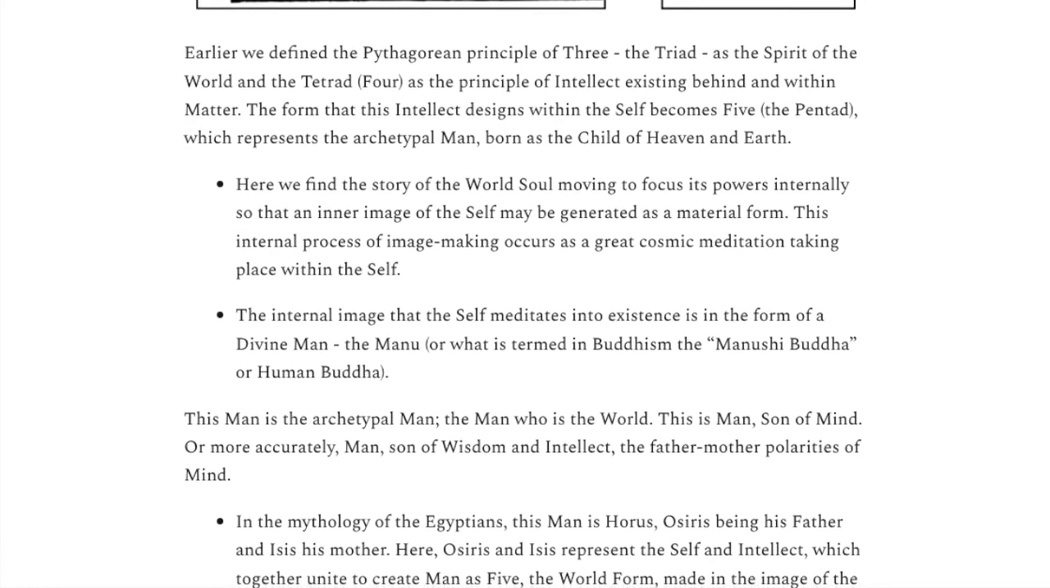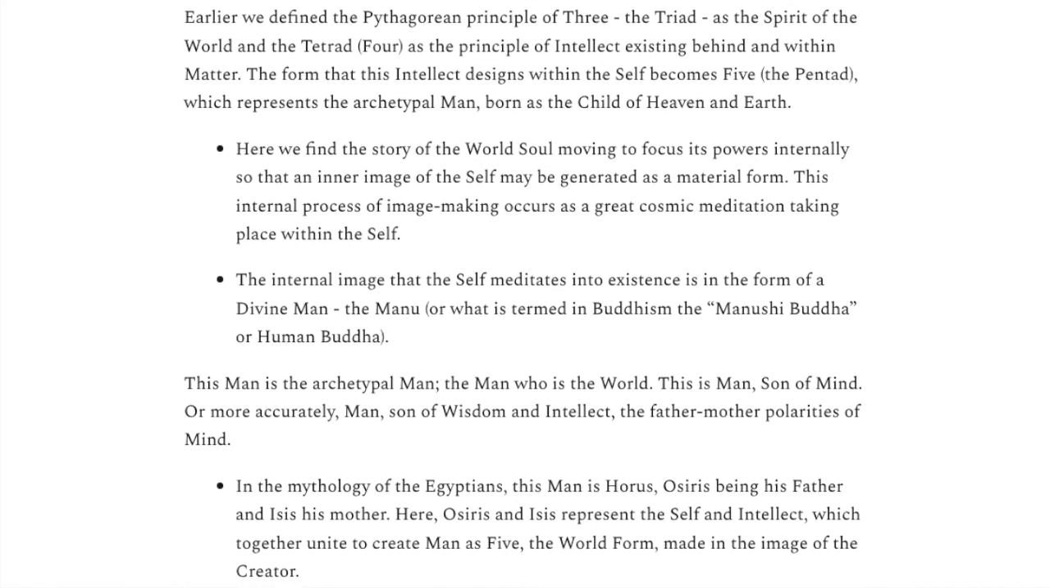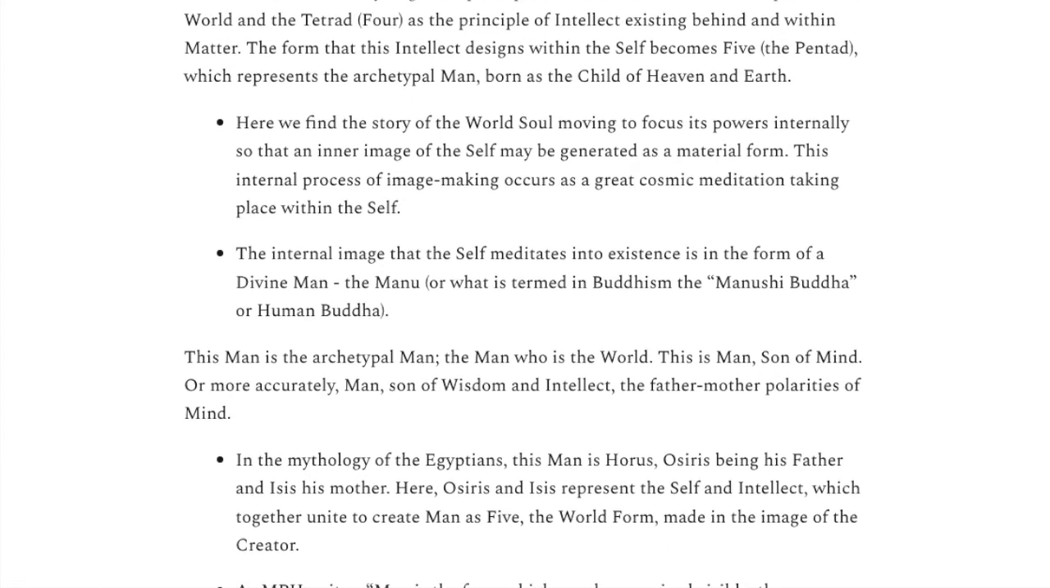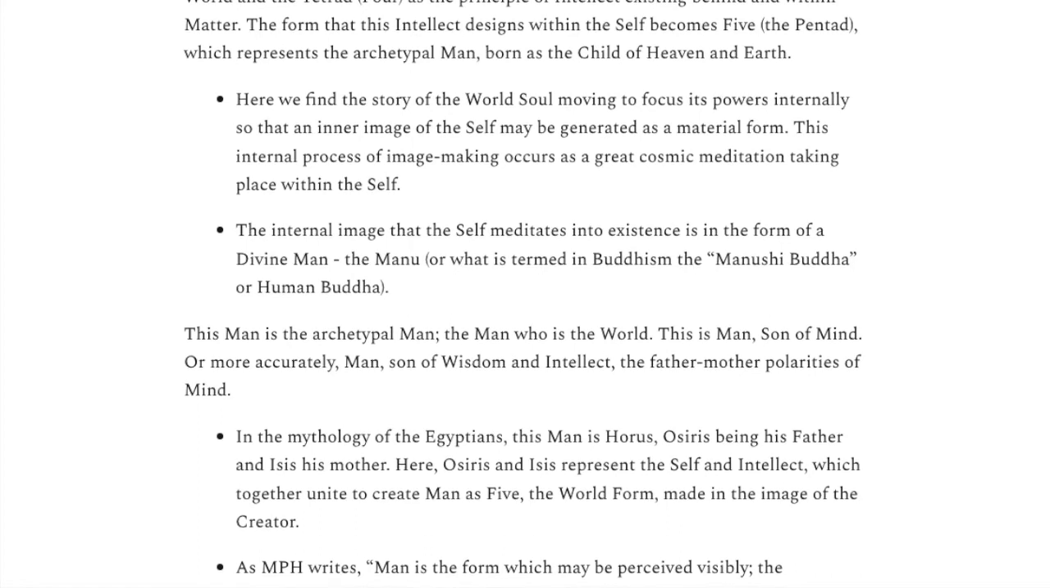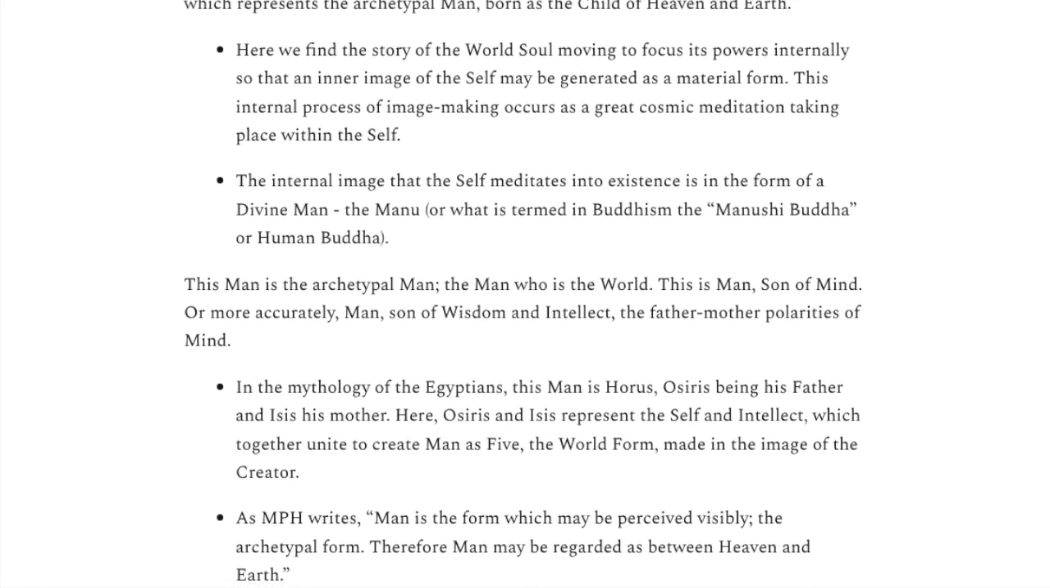This internal process of image making occurs as a great cosmic meditation taking place within the self. The internal image that the self meditates into existence is the form of a divine man, the Manu, or what in Buddhism is termed the Manushi Buddha, or human Buddha. This man is the archetypal man, the man who is the world. This is man, son of mind, or more accurately, man, son of wisdom and intellect, the father-mother polarities of mind.